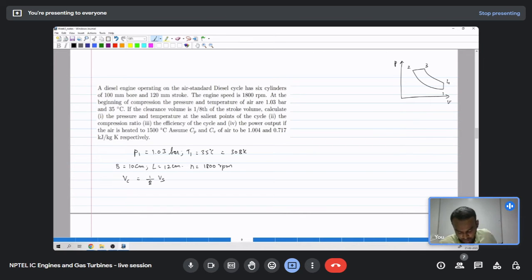With this we can calculate the compression ratio. So this means Vs is equal to 8 times Vc. The compression ratio is Vs plus Vc by Vc. So we have 8 Vc plus Vc by Vc. Cancelling all the V, we will have compression ratio as 9. Then the efficiency of the cycle. Okay, now we can start calculating the pressure and temperature at each point.